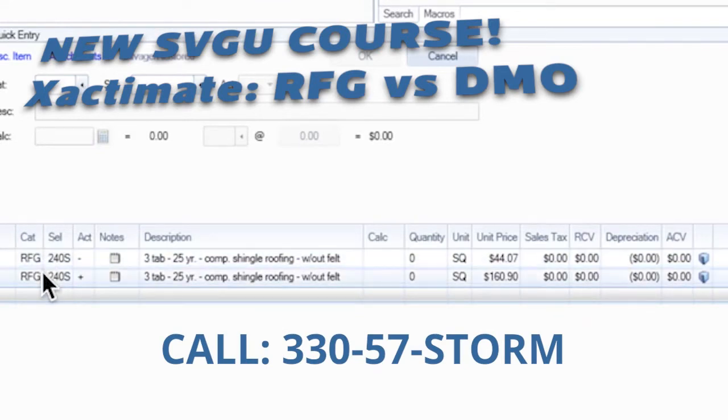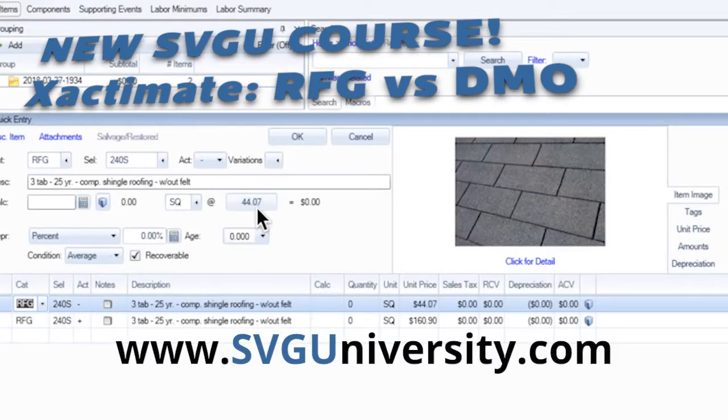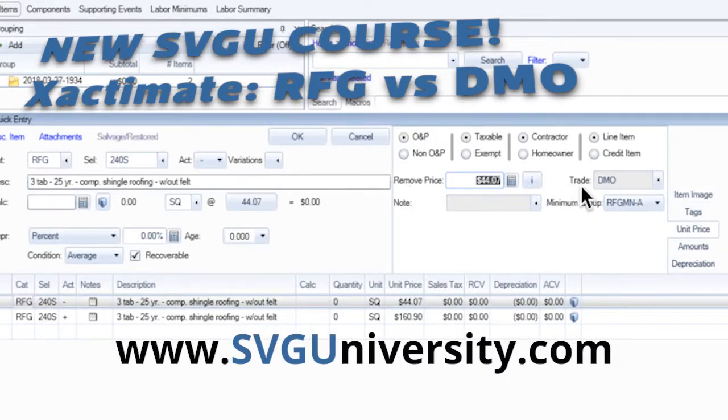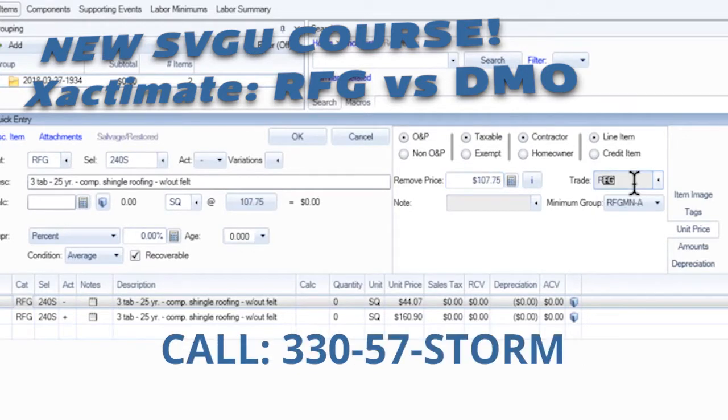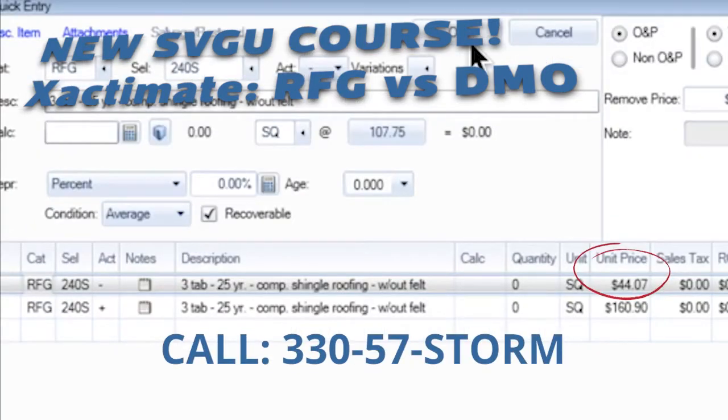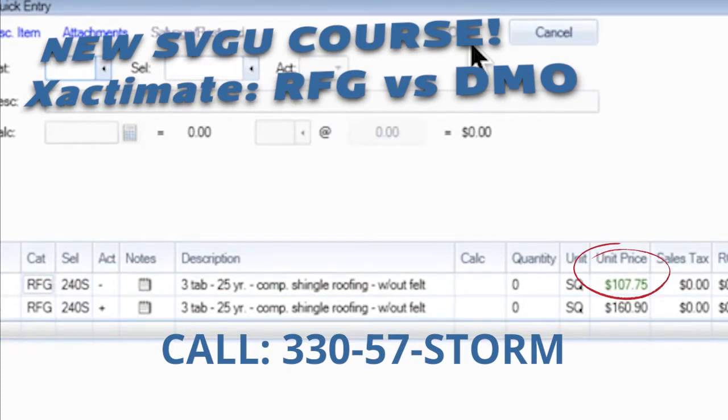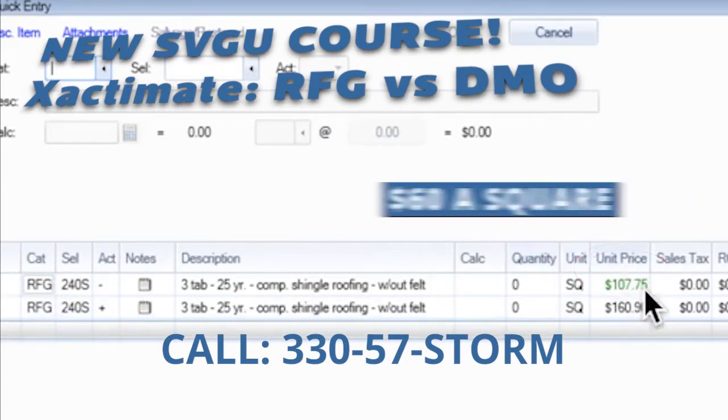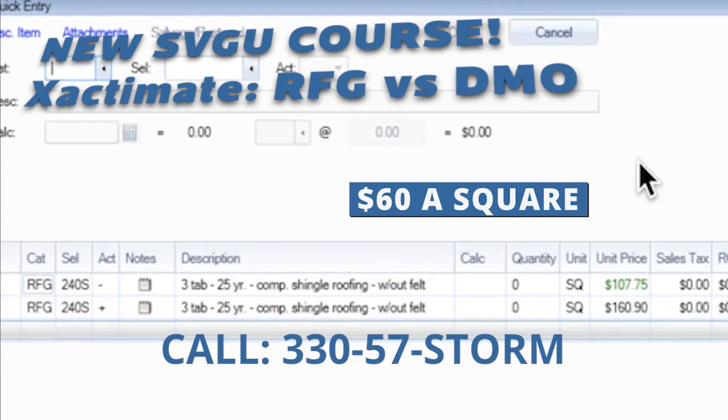RFG means roofing, right? Okay, so if you click on this and then you click on the number, if you look off the side, look at our trade, it's actually DMO and not RFG. But watch the difference in this. If I just put in RFG, it's gonna populate here. Watch the difference, 44.07, poof, 107.75. Booyah, baby. Difference in price. That's over $60 a square.